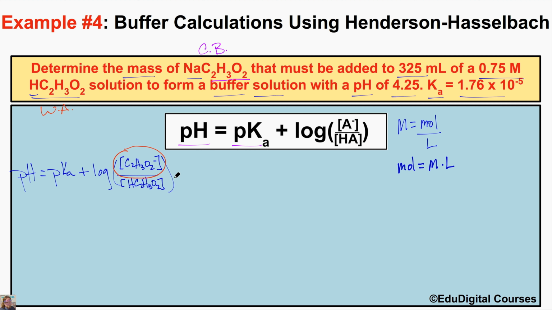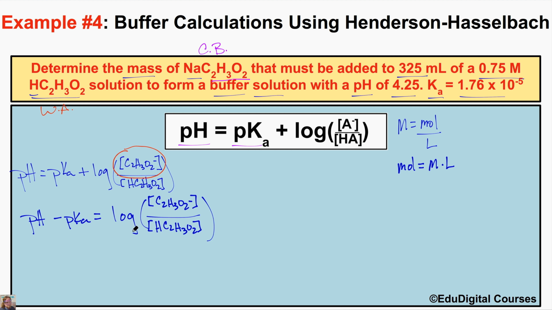So here we go. Let's go ahead and do this. Let's first use a little bit of algebra. If we take a look, we need to solve for the concentration of C2H3O2-. And so the first step we're going to do is going to be to subtract pKa from both sides. So we'll end up with pH minus pKa equaling the log of the concentration of C2H3O2-, all divided by the concentration of our weak acid, HC2H3O2.